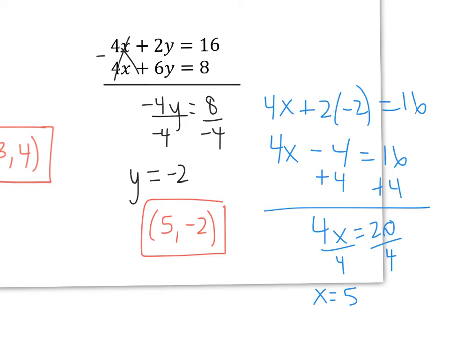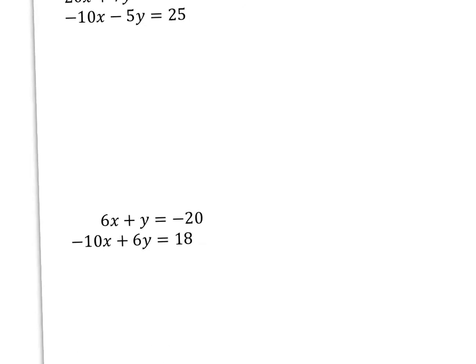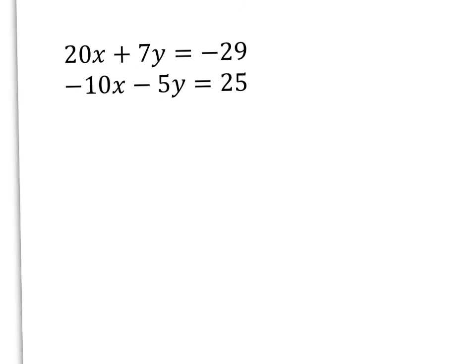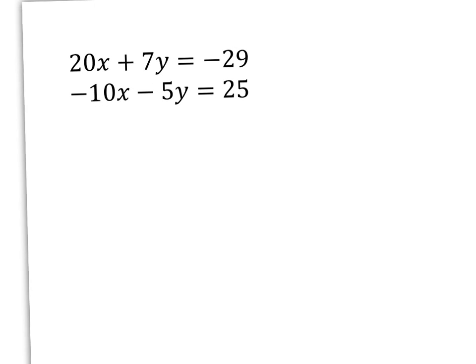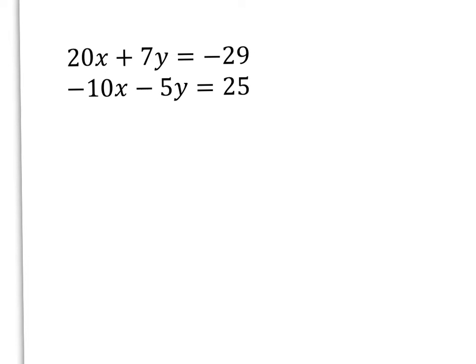All right, let's move on to the next example. Okay, I'm going to zoom in on this first example here. So my two equations are 20x plus 7y equals negative 29, and then negative 10x minus 5y equals 25.